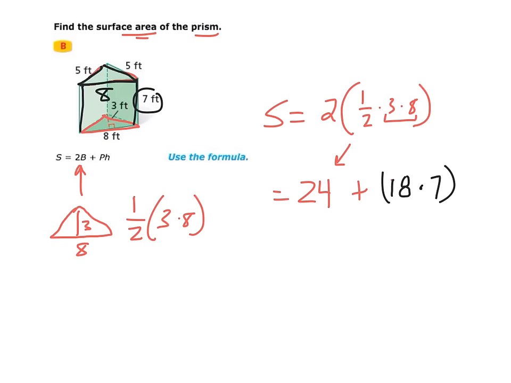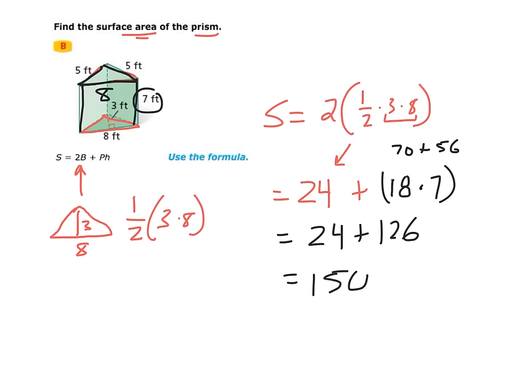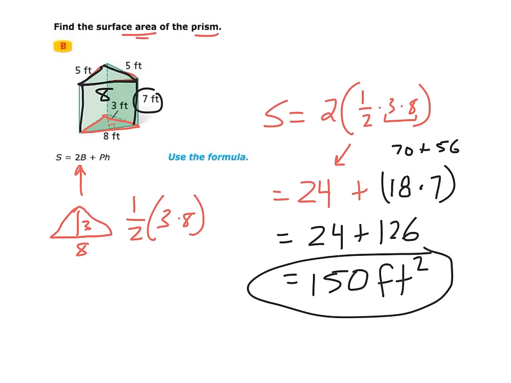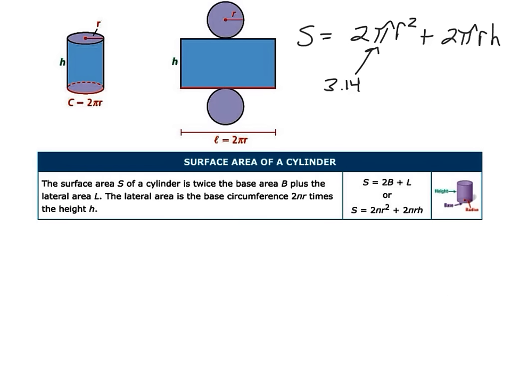7 times 8 is 70 plus 56, which is 126. So it's 24 plus 126. 24 plus 126 is 130 plus 20, 150. So the total surface area of this triangular prism would be 150 square feet. Okay, at this point, that still might be a little bit hard to understand, but we're going to keep working on it. We have to first do a cylinder.